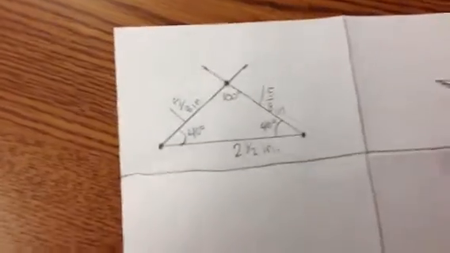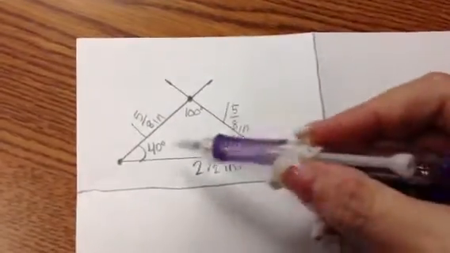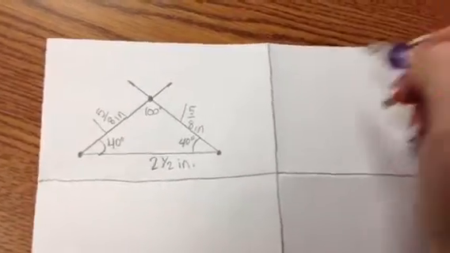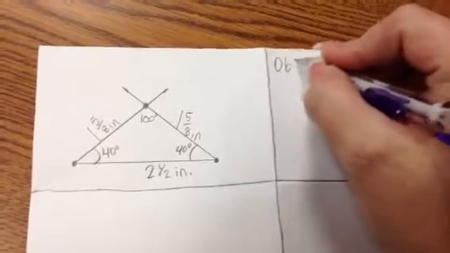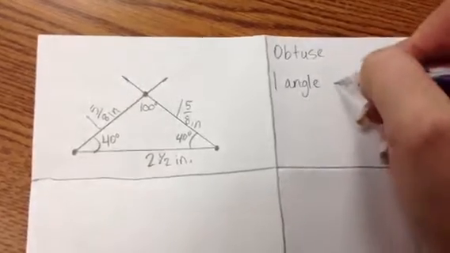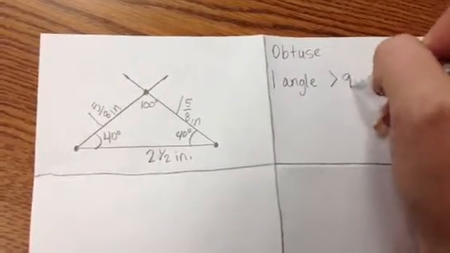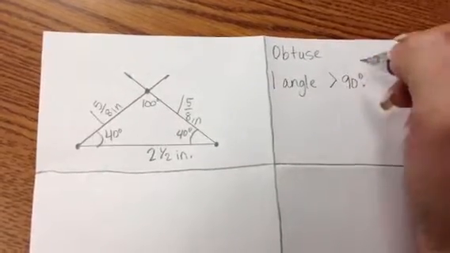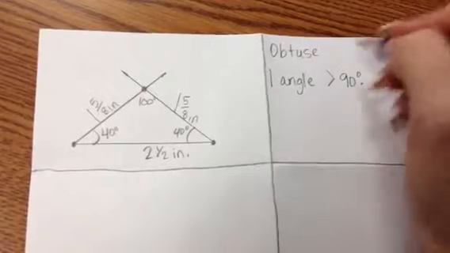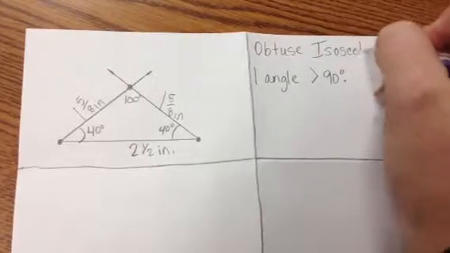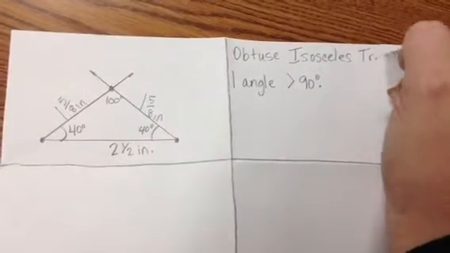All right, so now we need to figure out what his name is. We have two acute angles and one obtuse angle. So his first name is obtuse, because one angle, that's all it takes is one. One angle is greater than 90 degrees. And again, if you don't want to write the symbol for greater than, you can go ahead and spell it out. We have two sides that are the same and two angles that are the same. So his middle name is isosceles. His last name is Triangle because that's the family he belongs in.